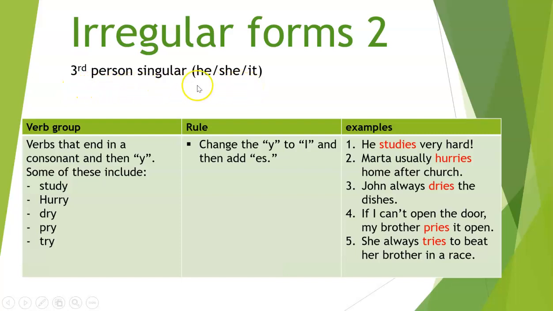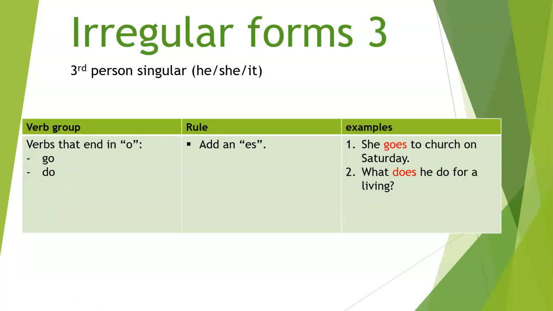Normally we'll just say the verb. So we would say, I study very hard. But he, she, it studies very hard. And so on. Group number 3, irregular forms.